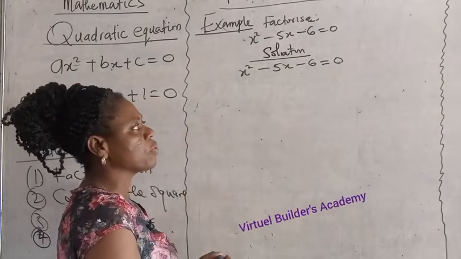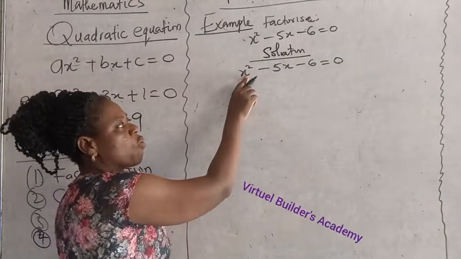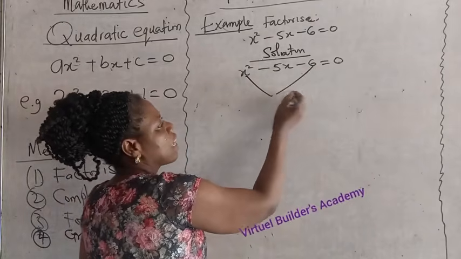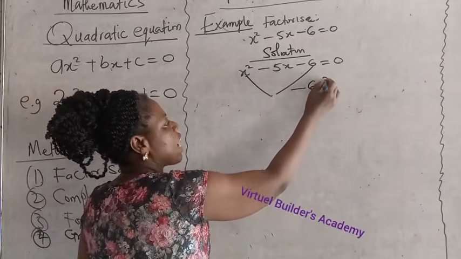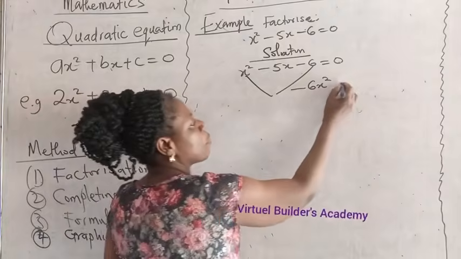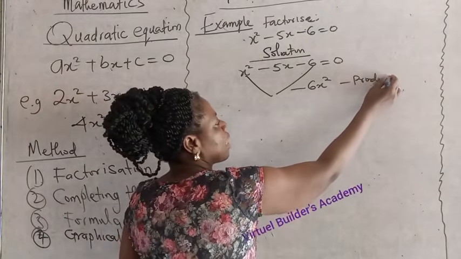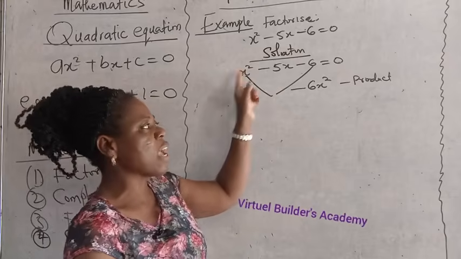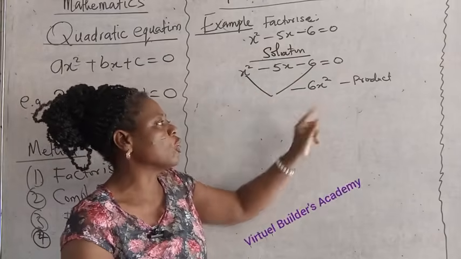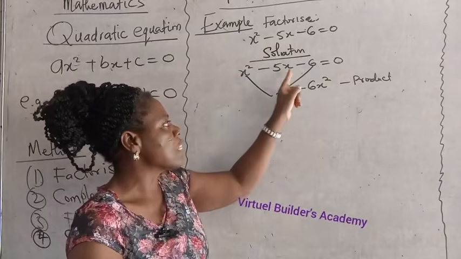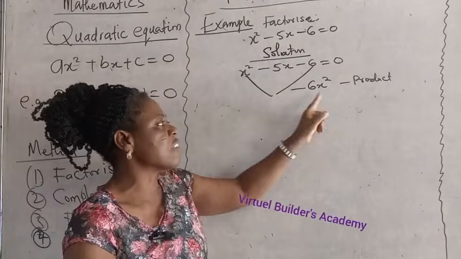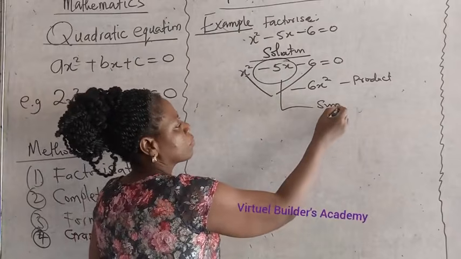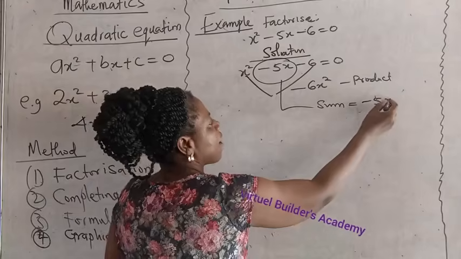The first step is to take the coefficient of x squared and the constant, and bring them together. It will give you minus 6x squared. This stands as a product. I repeat, the coefficient of x squared and the constant give us the product, that is 1 times minus 6, which gives minus 6, and we have x squared. The middle term here is what we call the sum, and the sum is minus 5x.